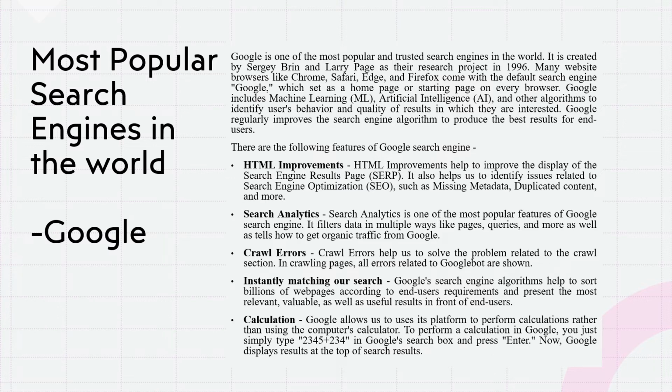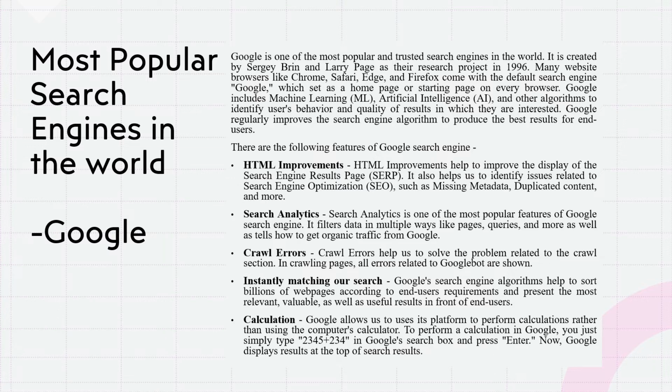Google includes machine learning, ML, artificial intelligence, AI, and other algorithms to identify users' behavior and the quality of results in which they are interested. Google regularly improves the search engine algorithm to produce the best results for end users. Some of the features of Google search engine are as follows.